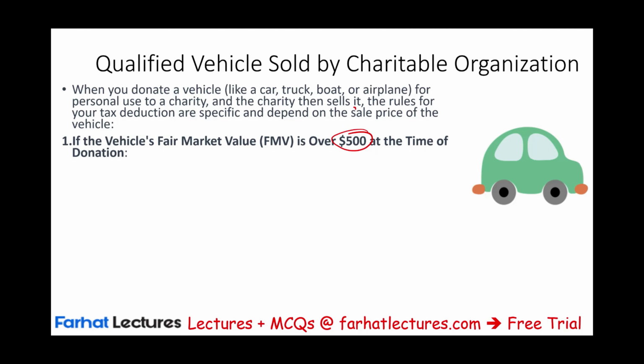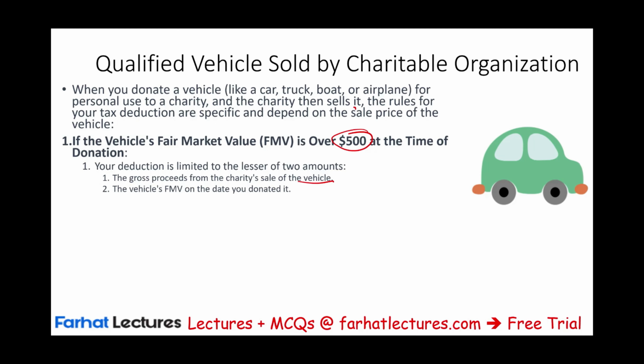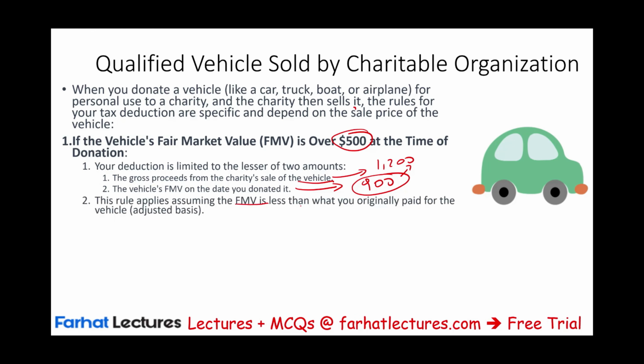Let's assume it's more than $500 at the time of the donation. Your donation is limited to the lesser of two amounts: the gross proceeds the charity received from the sale of the vehicle, or the fair value on the date that you donated this asset. So let's assume you donated this asset when its fair value was $900. That's what you donated. But they sold it for $1,200. Guess what? You're going to take the $900, because when you donated it, that's how much you donated it for. Maybe they added something to it, they cleaned it, they made it more presentable. You cannot take this additional $300 deduction. So this rule applies assuming the fair value is less than what was originally paid.